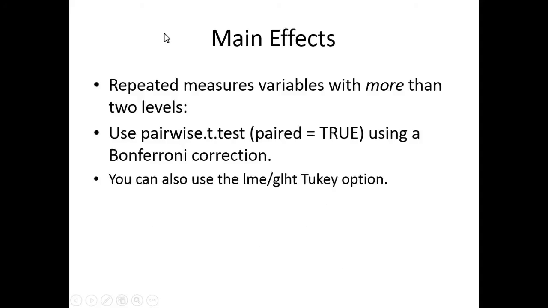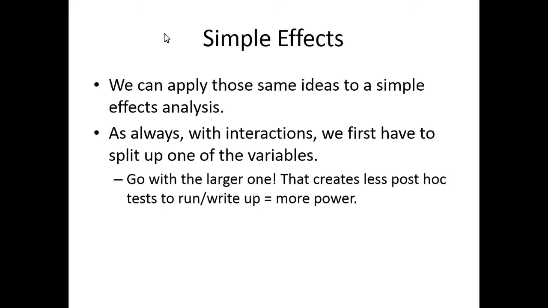For repeated measures variables with more than 2 levels, okay, if you only have 2, just look at them. You can do pairwise t-test or the LME functions, just like we did last week. But we don't care. Main effects, whatever. Let's talk about simple effects. But I can apply that idea to get what I'm interested in for the interaction.